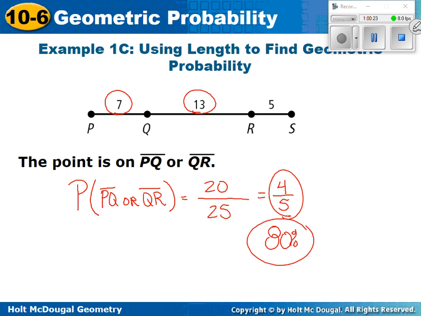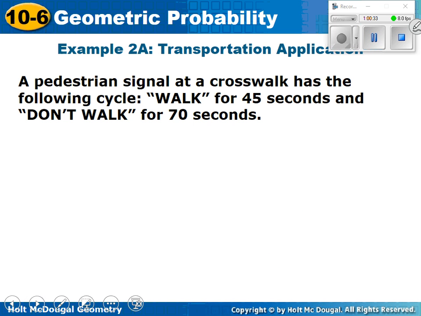And again, I'll accept either answer, whatever the directions say. Are we good with that part? Okay, let's look at something different. So look at the next example.